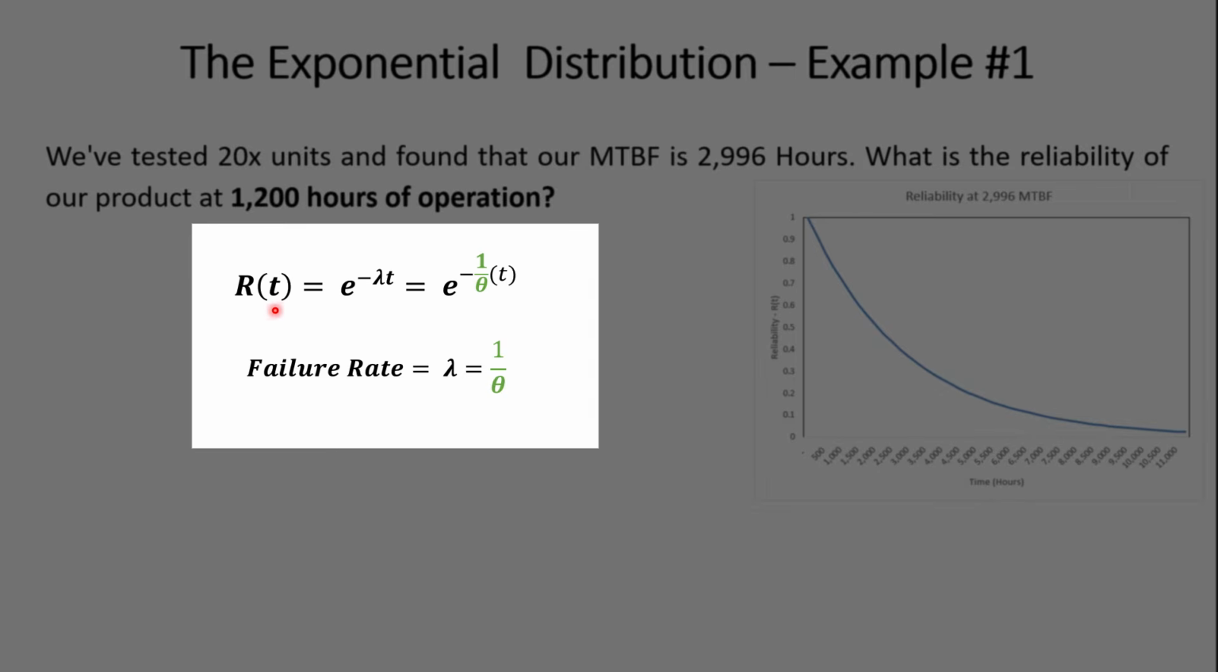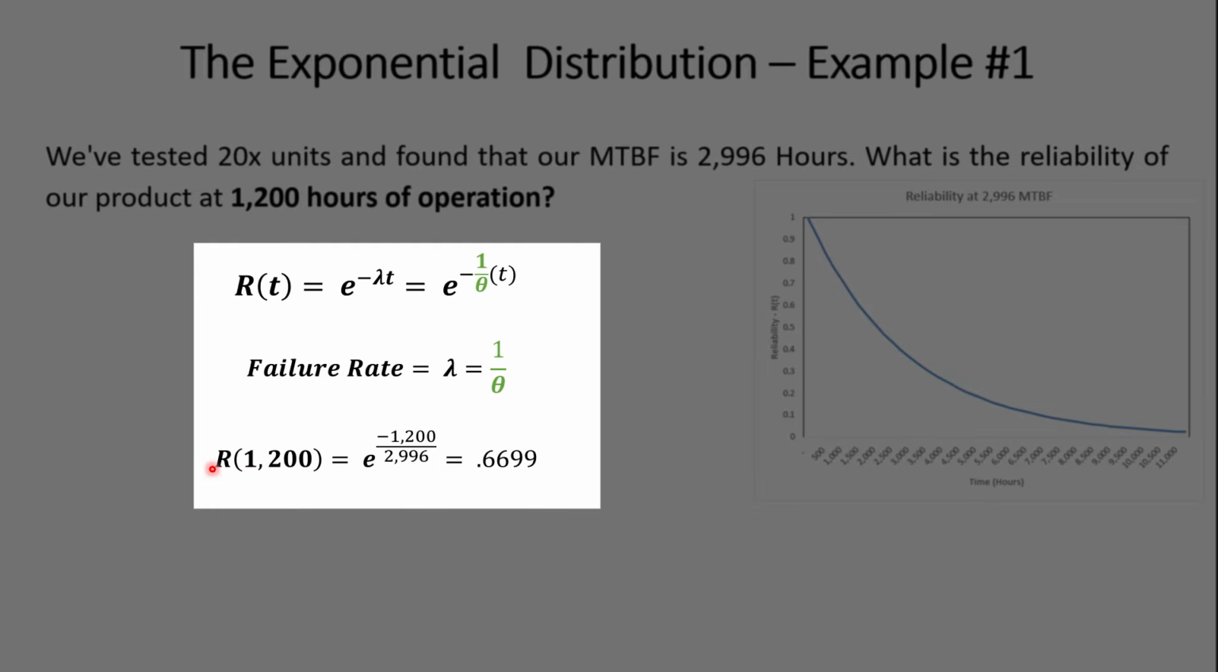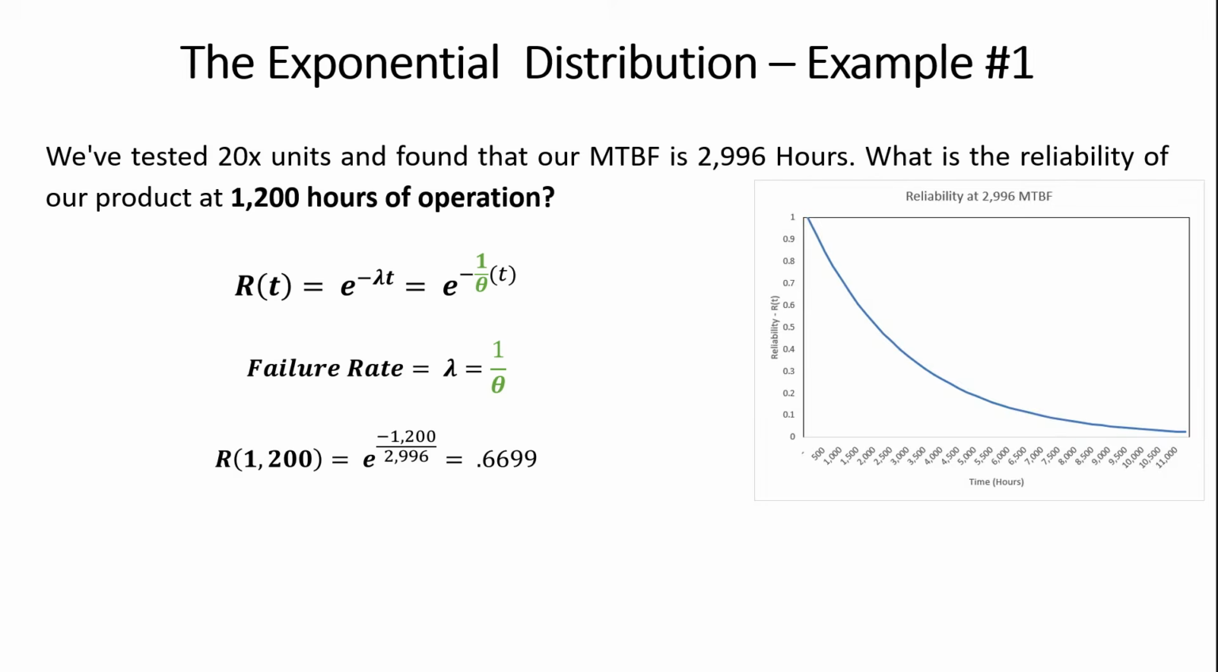So remember, reliability is a function of time. It's e raised to the negative lambda t, where again, remember, lambda is just that failure rate. And now we can simply plug in what we know. So we know we're solving for reliability at 1,200 hours, right? So our t value is 1,200 hours. And then our theta value, you can see theta here in the denominator, is simply 2,996. And when we work out this equation, it comes out to 0.6699. So the question is, how do you interpret that result?